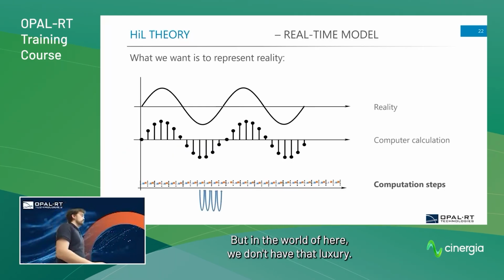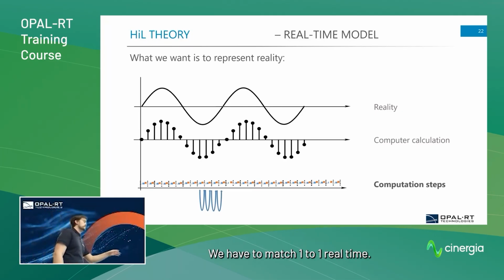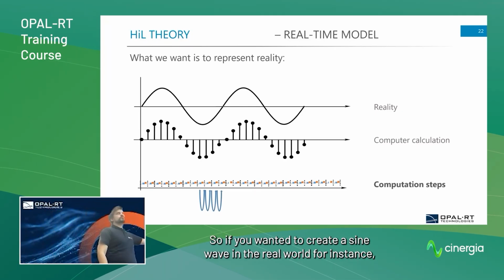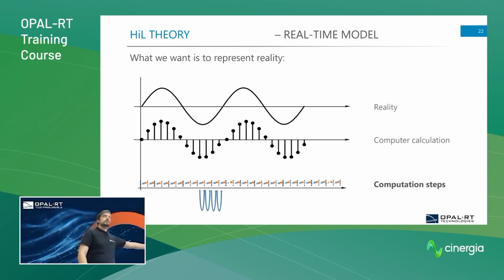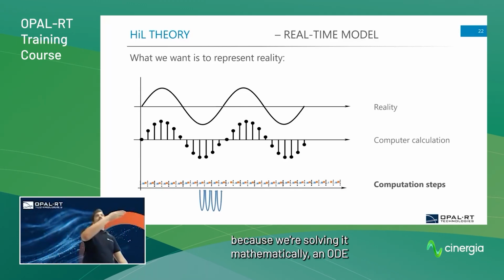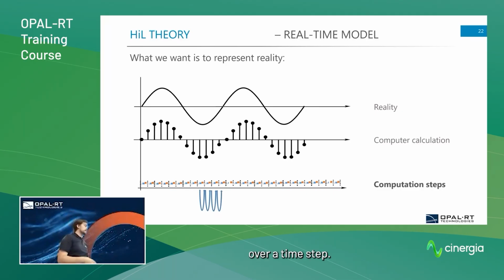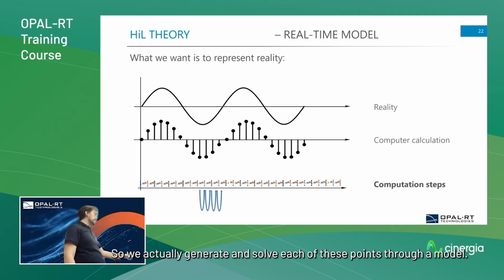But in the world of HiL, we don't have that luxury. We have to match one-to-one real time. So if you wanted to create a sine wave in the real world, for instance, we actually have to model that as a series of points because we're solving it mathematically, an ODE, over a time step. So we actually generate and solve each of these points through a model.